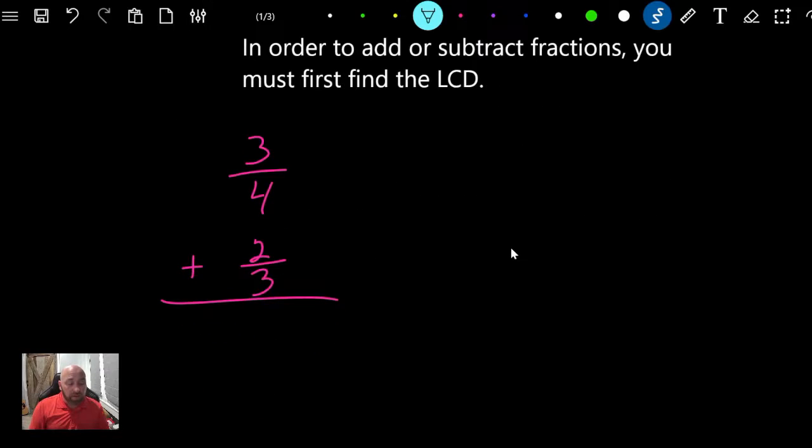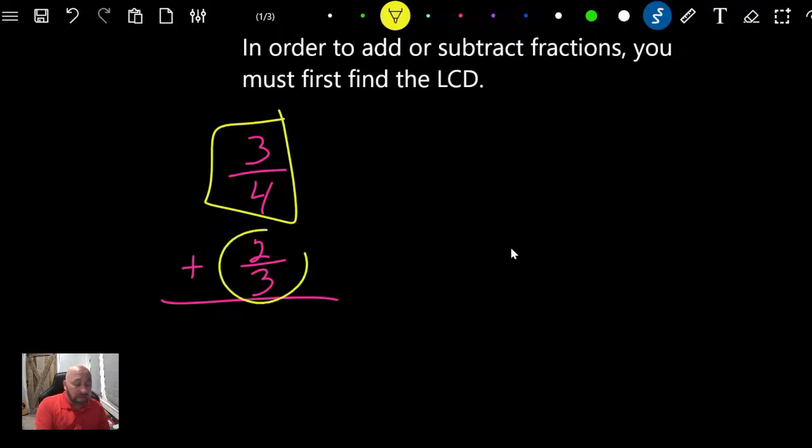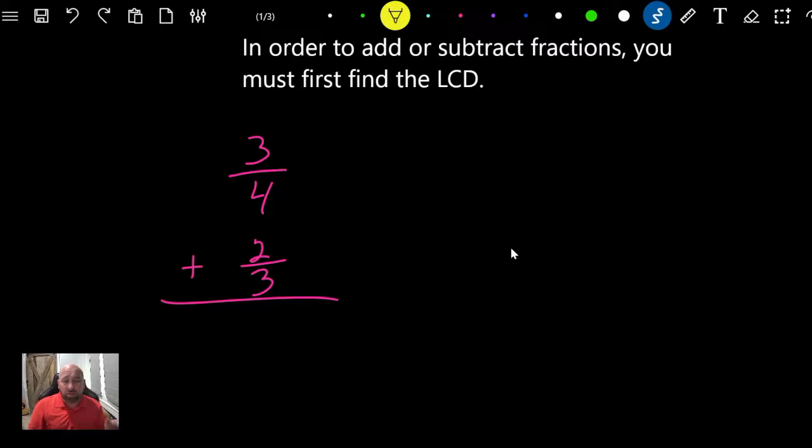So if we look at our fractions here, we have 2 fractions. We're adding these 2 fractions. So we have 3/4 and 2/3. Notice that they have different denominators. We cannot add these fractions yet. We have to find the LCD, least common denominator. So here's what you do. You take your 2 denominators, 3 and 4. So we're going to take 4 and 3, and we're going to find the LCD of 4 and 3.